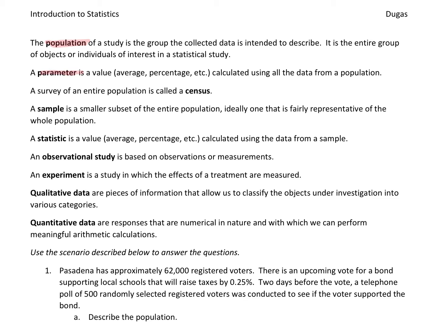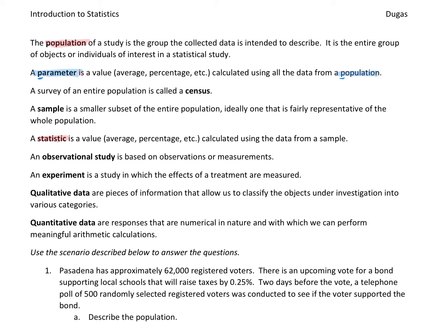Next is a parameter. A parameter and a statistic are the two different things that you should use throughout this unit. A parameter is a value calculated using all the data from a population. A parameter is something you calculate based on the population. So that's if you know all the information for your entire population. But often it's not possible to get information on your entire population. It's very difficult to get data from every single person unless your population is rather small.